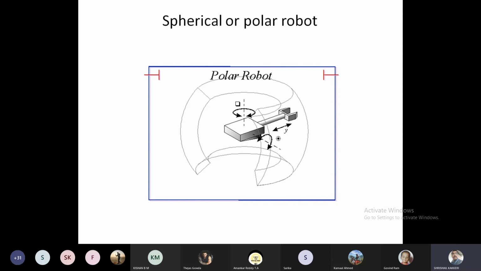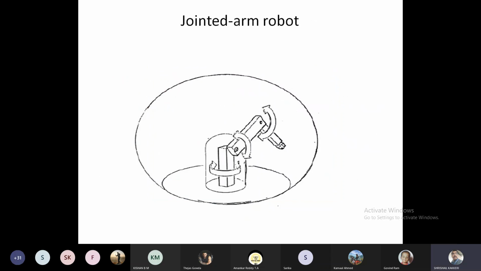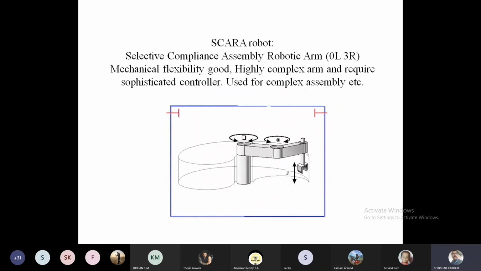The first one, the coordinates will be x, y, z: linear, linear, linear. The second one is r, theta, L, that means linear, rotational, linear. The third one, spherical, is linear, rotational, rotational: L, R, R, that is, two rotational and one linear. That means it can perform slightly more complicated jobs as compared to the previous cylindrical and Cartesian robots.